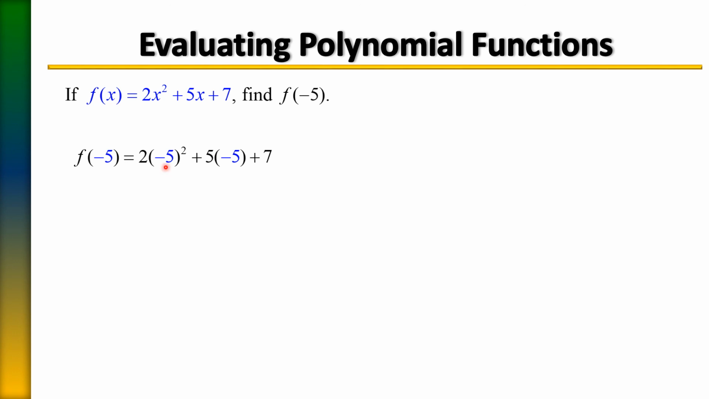Here we need to do the order of operations, which is the exponents first. Negative 5 squared equals 25. I also want to multiply 5 times negative 5, which is negative 25. Continuing on with the order of operations, multiplication first. 2 times 25 is 50. And 50 minus 25 is 25, and then 25 plus 7 is 32. And there you have it, evaluating a polynomial function.